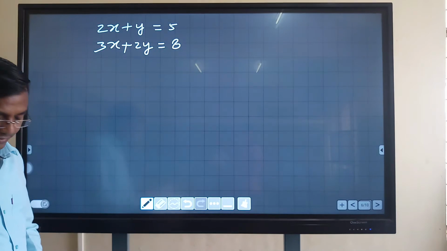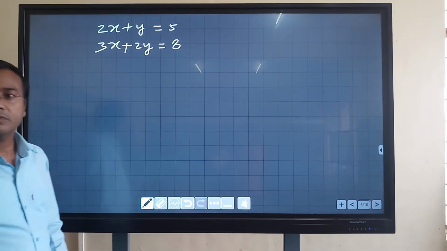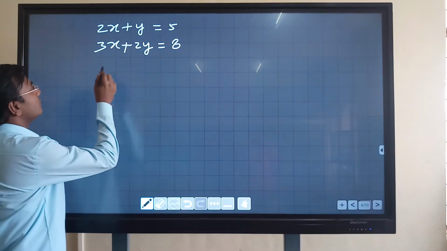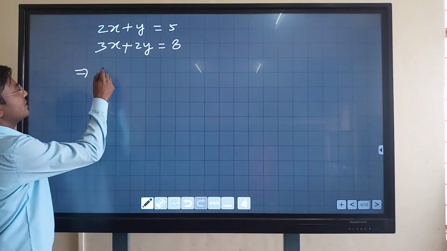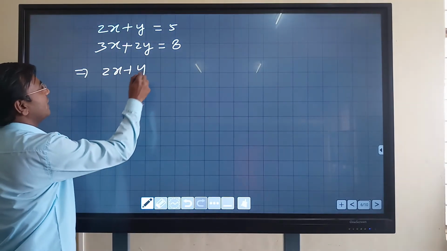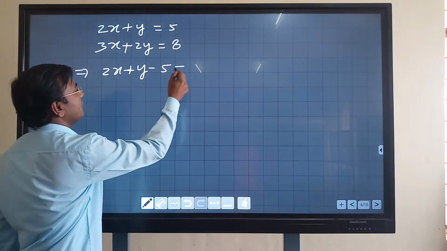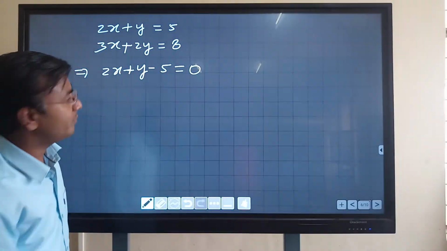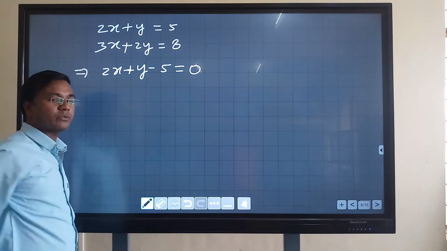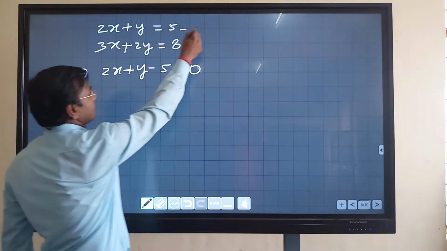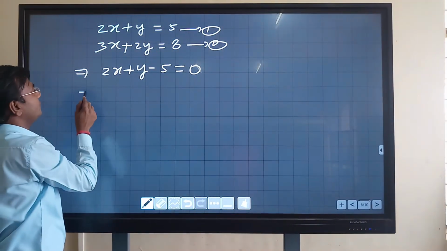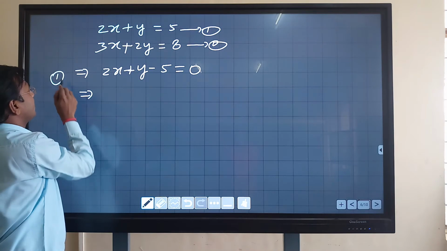Okay, this is the question. First of all, the first step: 2x plus y minus 5 equals 0. This is equation first. So the very first step is what? Reduce this to standard form. Now this is equation first implies.